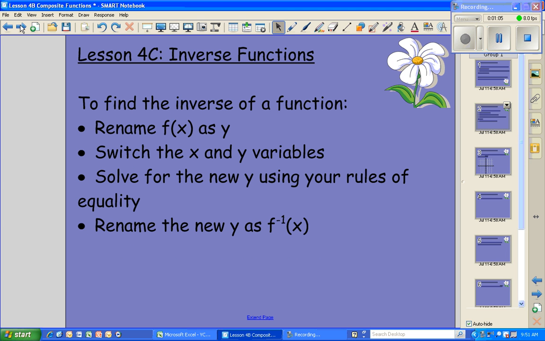In order to find the inverse of a function, you have to rename f of x as y. You would switch the x and the y variables. Everywhere you have an x, you would make it a y. Everywhere you have a y, you would make it an x. You would solve for the new y using your rules of equality, and then your new y would become the inverse. So let's look at an example of this.